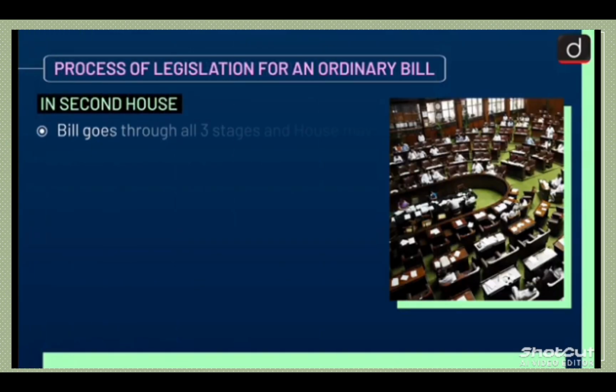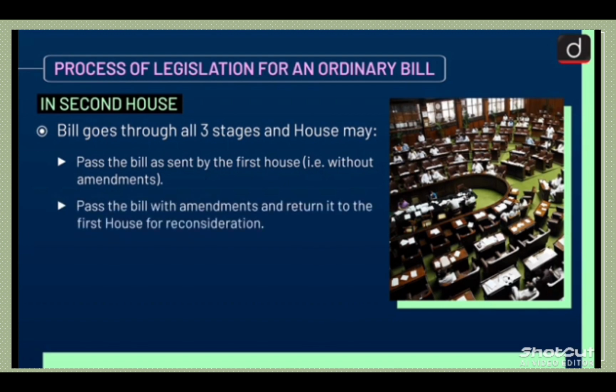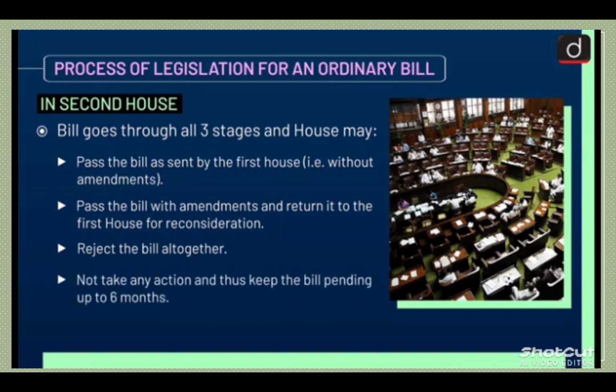Now in second house, the bill goes through all three stages and the House may pass the bill as sent by the first House, that is, without amendments, or pass the bill with amendments and return it to the first House for reconsideration, or reject the bill altogether, or not take any action and thus keep the bill pending up to 6 months.